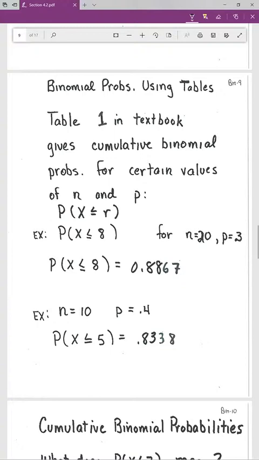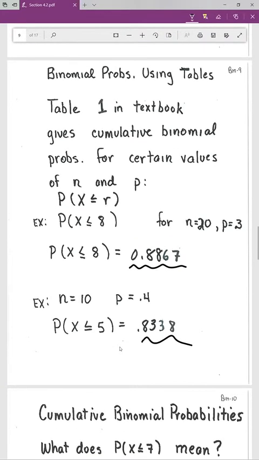So for example, if we want to find the probability of x less than or equal to 8 for n equals 20 and p equals 0.3, using the table, we would establish that the probability of x less than or equal to 8 equals 0.8867. Using another example, with n equal to 10 and p equal to 0.4, we would establish that the probability of x less than or equal to 5 equals 0.8338.